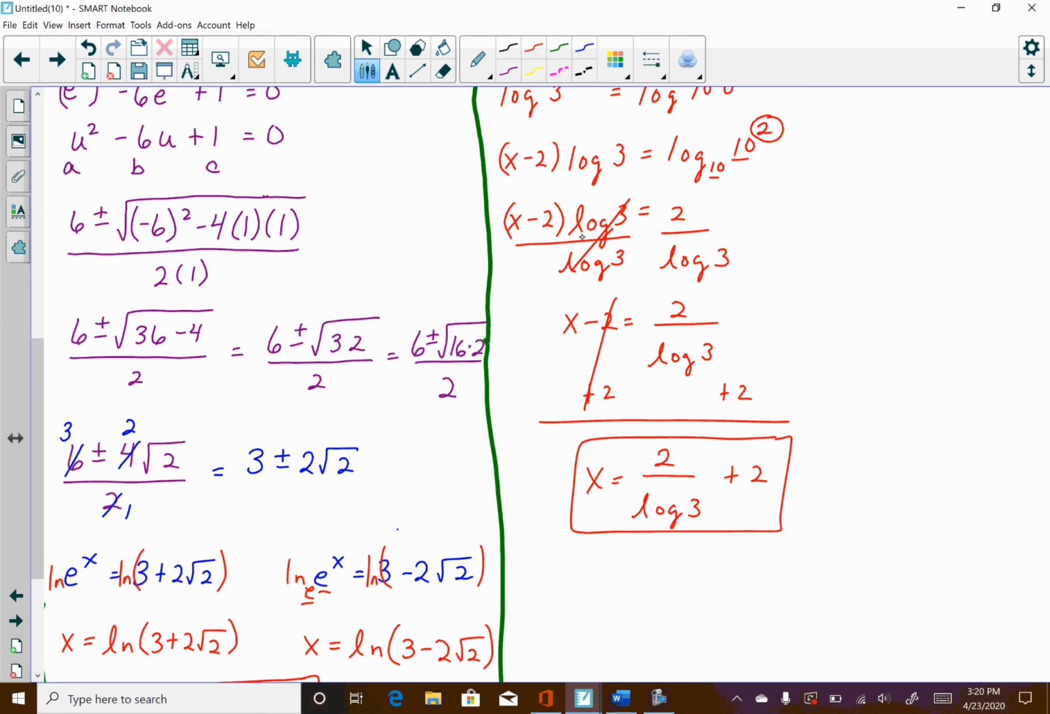Now, if you chose to distribute through, you might have a little bit of a different answer here in this form. You probably can reduce it down to get that. The approximate answer here would be 6.19. Okay, so there's your exact and your approximate solution.